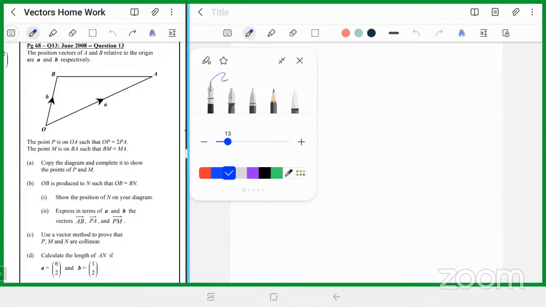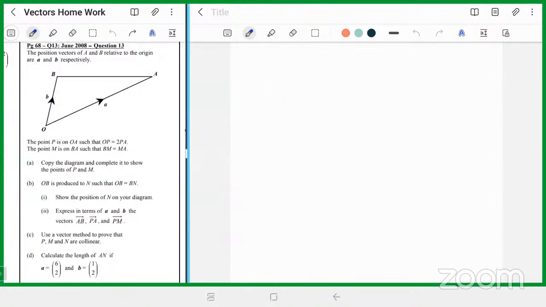This question right here. The question says the position vectors of A and B relative to an origin O are small a and small b there. Notice they are bold; I'm going to underline them when I'm working. So this is vector a, that is vector b. The question says the point P is on OA, so there's a point on this line such that OP, O to P, is 2 times PA.